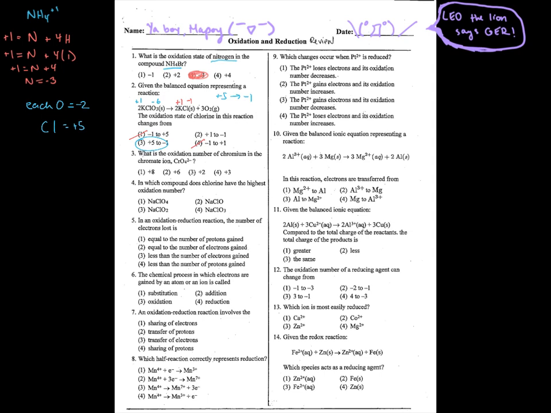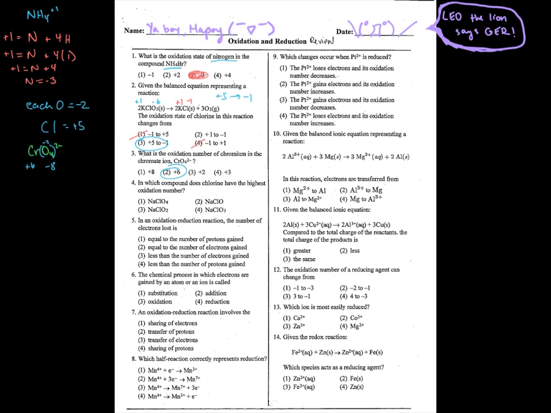All right, number 3. What is the oxidation number of chromium in the chromate ion, CrO4 2-? Each oxygen here has a charge of -2, but since we have 4 of them, it has a total of -8. Now, in order to make this entire thing add up to -2, I'm making chromium +6. So +6 minus 8 gets you -2, and that's the charge of chromium.